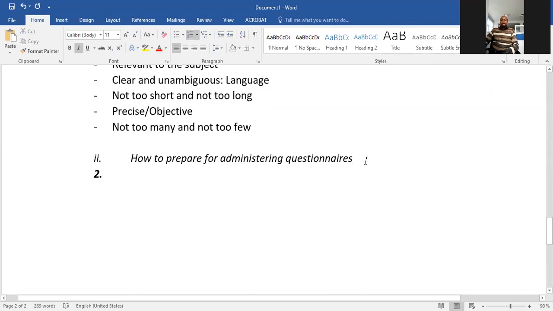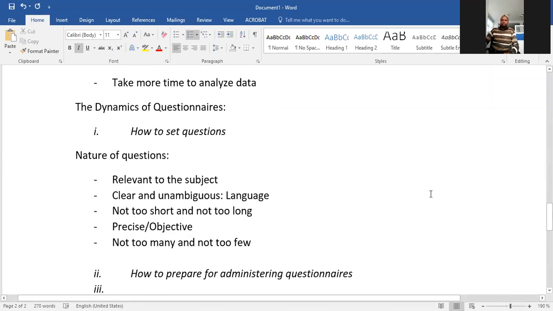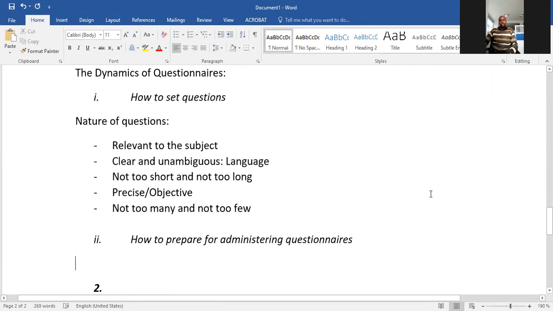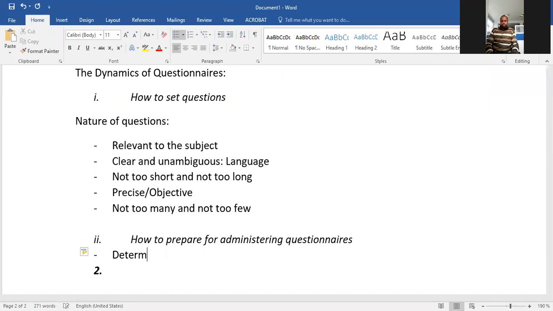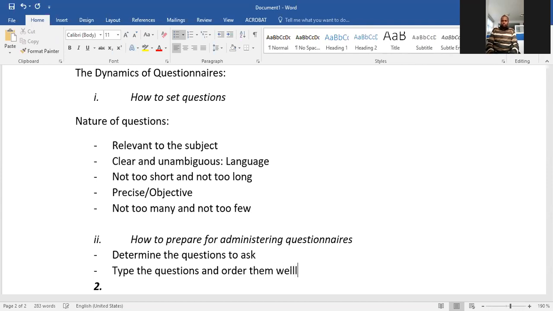Then how to prepare for administering questionnaires. Here we want to look at the process of administering questionnaires. Okay, so the first thing is to determine the questions to ask. First of all, determine the questions to ask. Then type the questions and order them well. Type the questions and order them well.